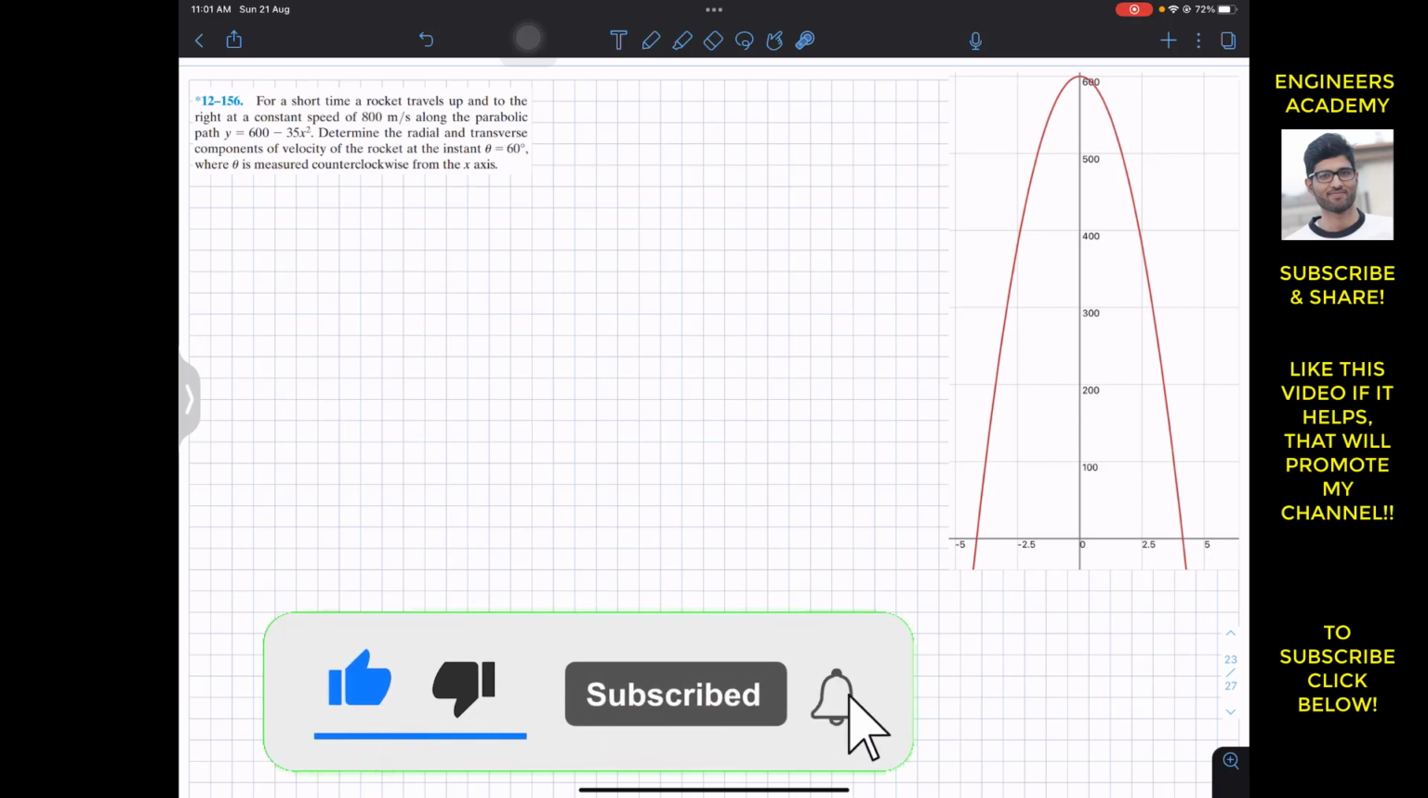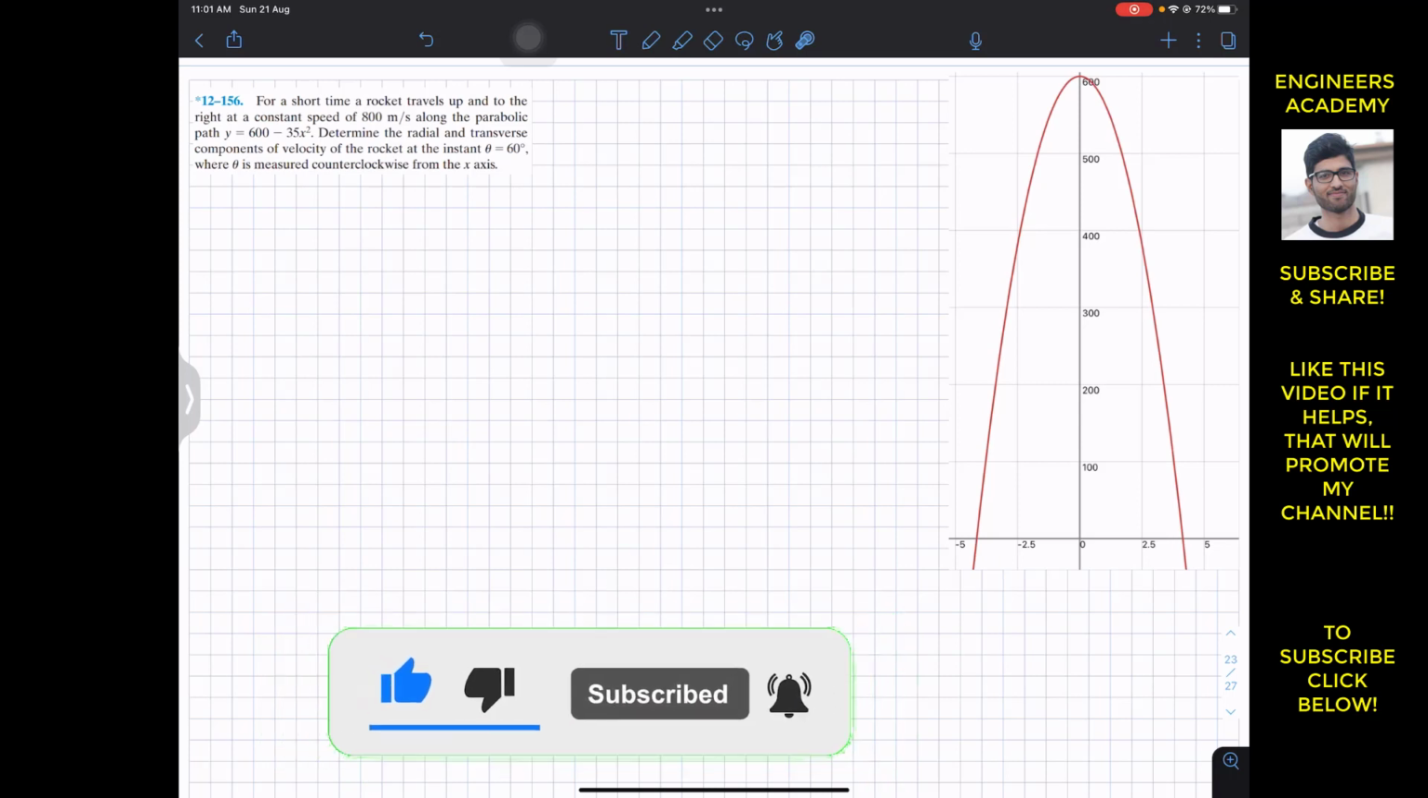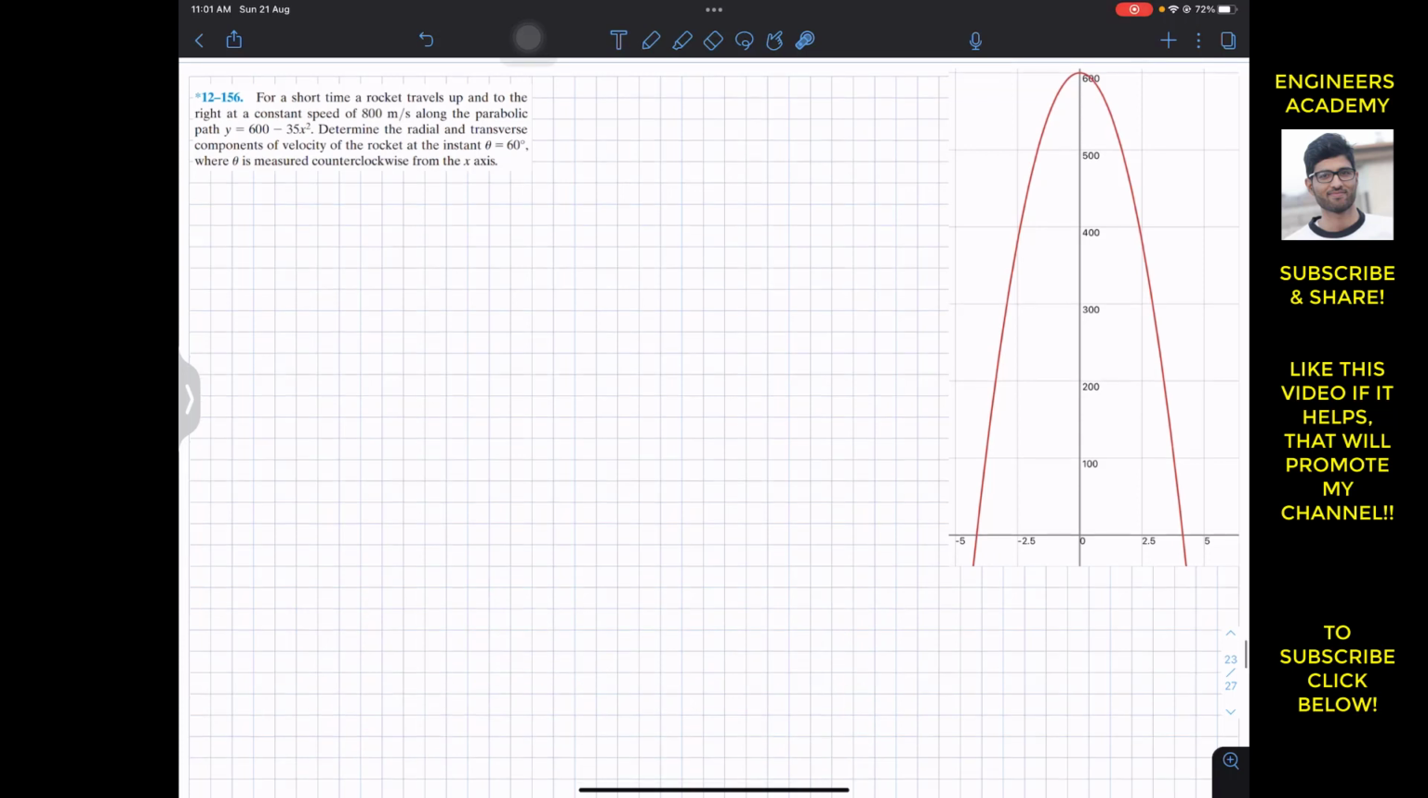Now we are going to solve this problem from Hibbeler dynamics, and the problem says that for a short time a rocket travels up and to the right at a constant speed of 800 meters per second along the parabolic path y equals 600 minus 35x squared. So this is the path of the rocket, right?